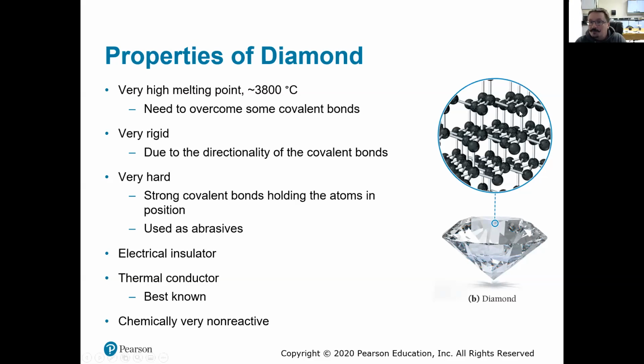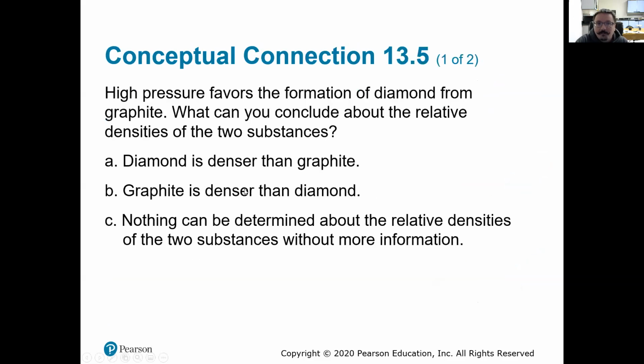So this is much more rigid, much stronger than graphite. Those planes aren't easily going to be able to move past each other. That's going to alter some of its other properties based on that. High pressure favors the formation of diamond from graphite.